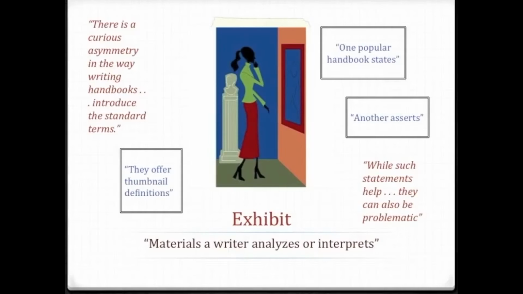And then he concludes with his own statement, which is the statement on the right in red. While such statements, he's referring back to the ones from the textbooks he's been analyzing, help, they can also be problematic. So you can see he's examined the exhibits, he's analyzed and interpreted them, and from that he then leads into his statement of sort of contestation, his different opinion. Because now we can expect that he's going to go ahead now and talk about what he finds problematic. And then he sets up his own argument regarding BEAM, using background, exhibit, argument, and method as a better way of talking, a more rhetorical way of talking about research.